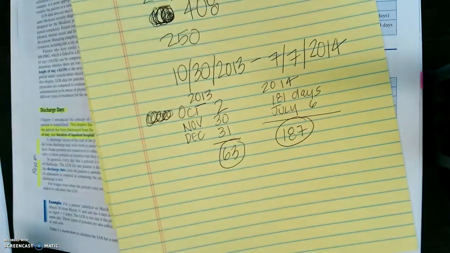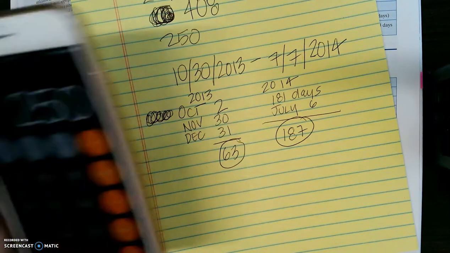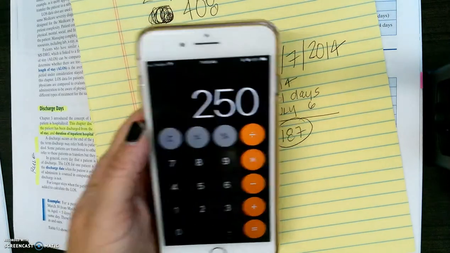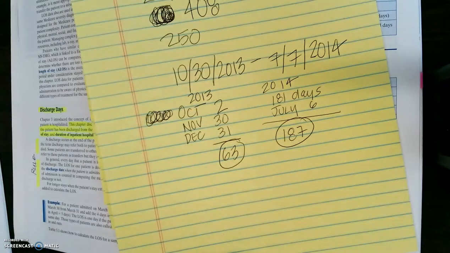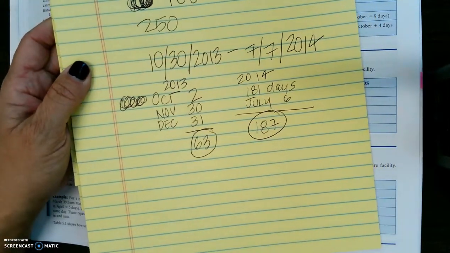And goodness gracious, I hope 187 plus 63 is 250. And it is. Yay! So that's how you calculate multiple years. And I'm about to run out of time, and we're only through 5.2, so I'll pick back up in the next video.